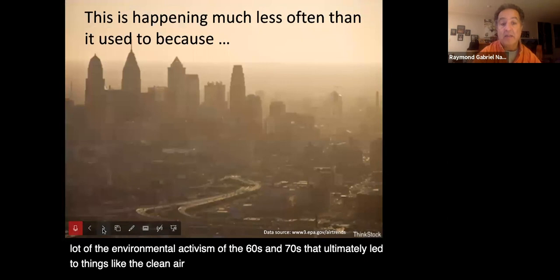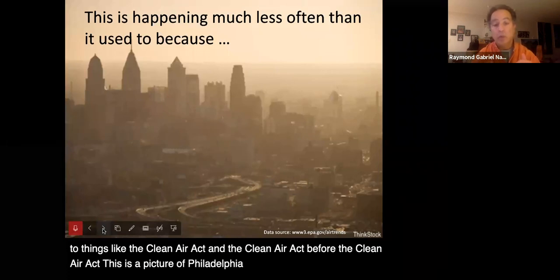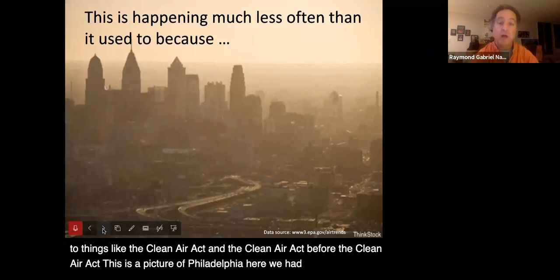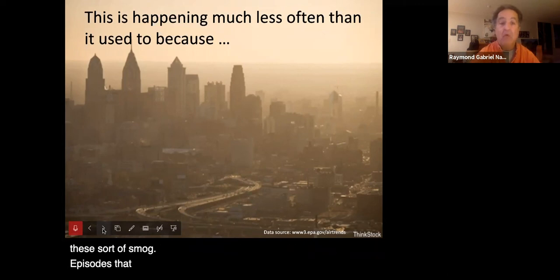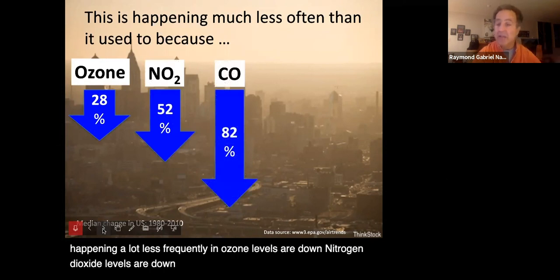Before the Clean Air Act, this is a picture of Philadelphia here. We had very frequently these sort of smog episodes that you can see, and now it's happening a lot less frequently. Ozone levels are down, nitrogen dioxide levels are down, carbon monoxide. These are all nasty things for air quality.